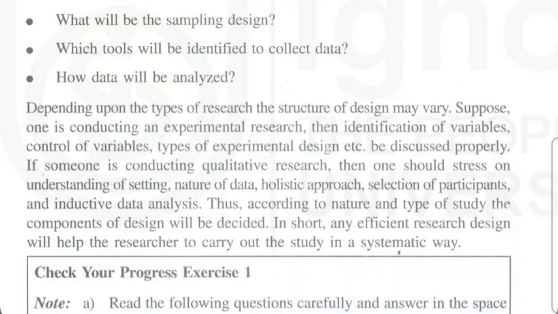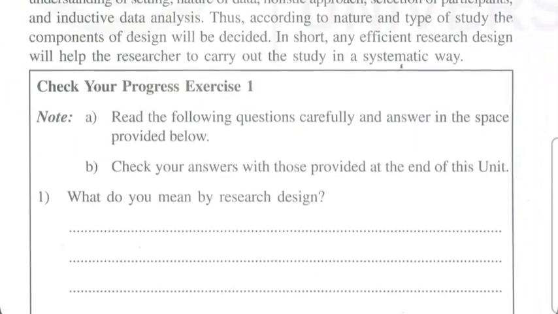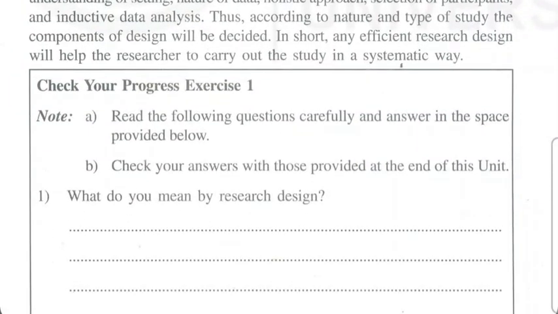Depending upon the types of research, the structure of the design may vary. Suppose one is conducting experimental research, then identification of variables, control of variables, types of experimental design, etc., should be discussed properly. If someone is conducting qualitative research, then one should stress understanding the setting, nature of data, holistic approach, selection of participants, and inductive data analysis. Thus, according to the nature and type of study, the components of the design will be decided. In short, any efficient research design will help the researcher to carry out the study systematically.